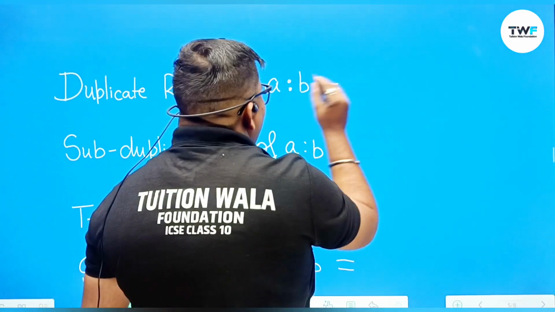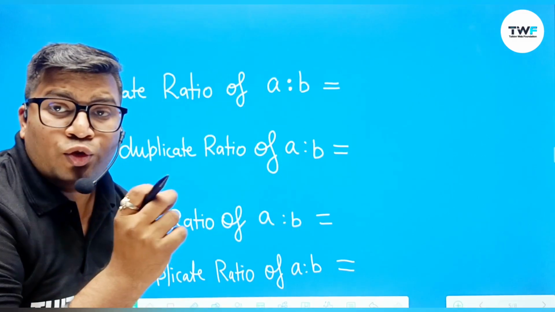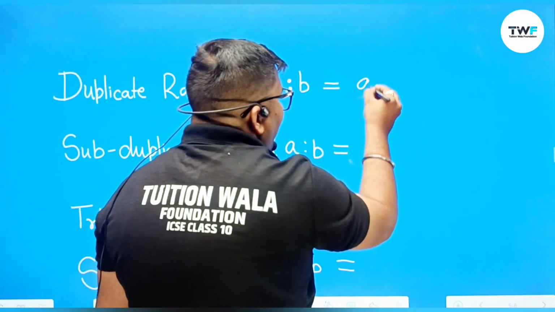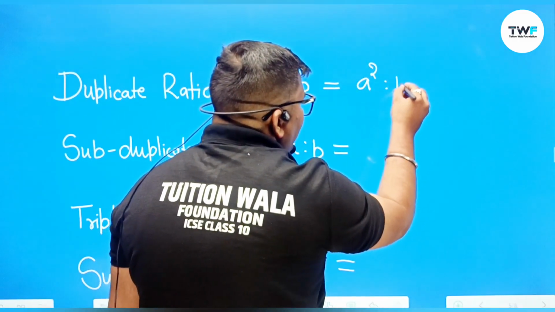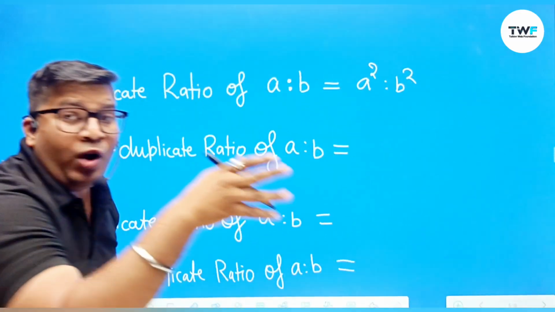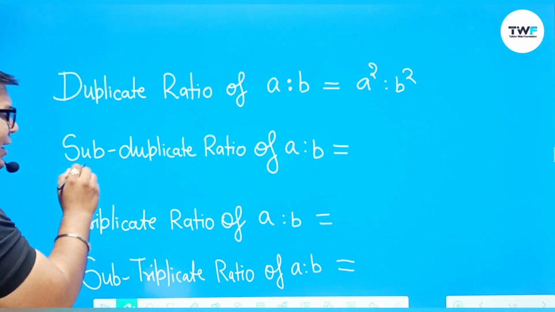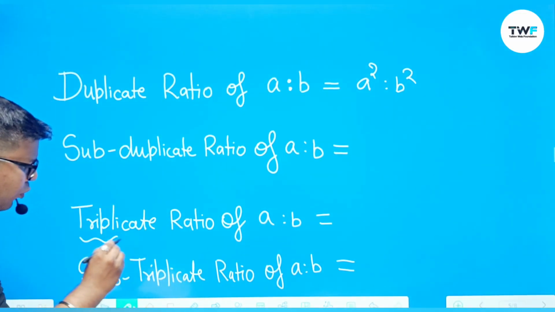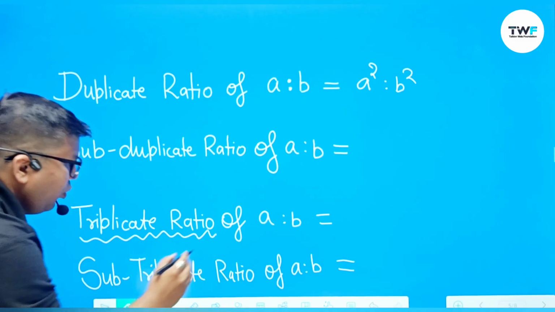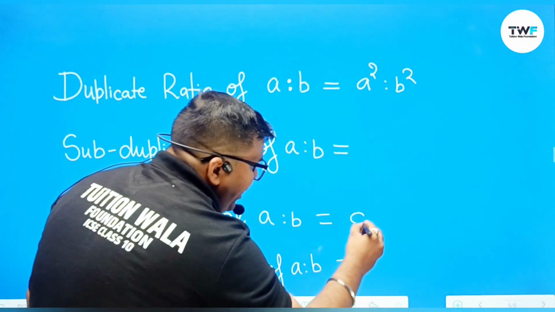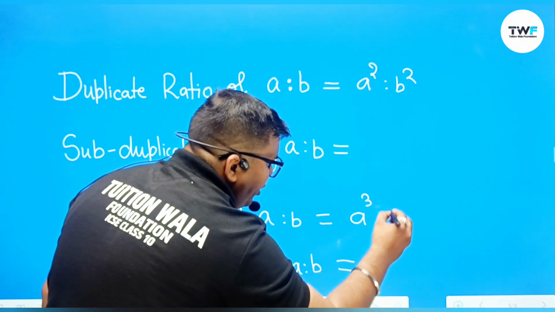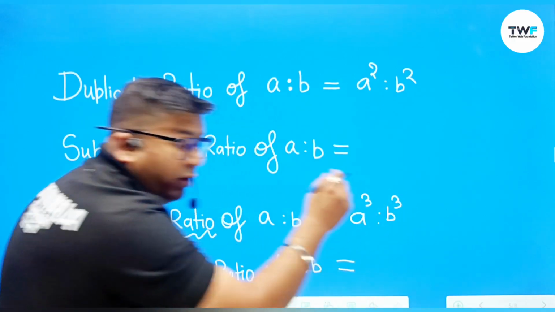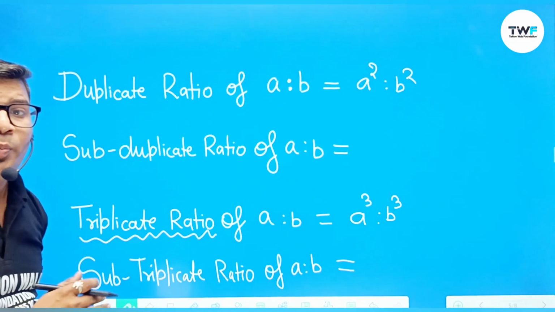Then we can say the duplicate ratio of A ratio B is A square ratio B square. And if you want to find the triplicate ratio, then the term will be A cube ratio B cube. Then the answer will be A cube ratio B cube.